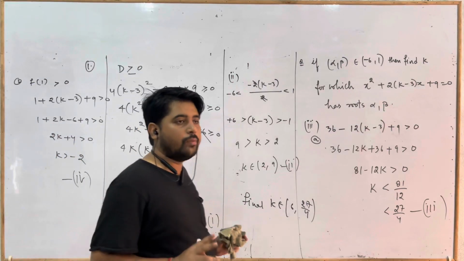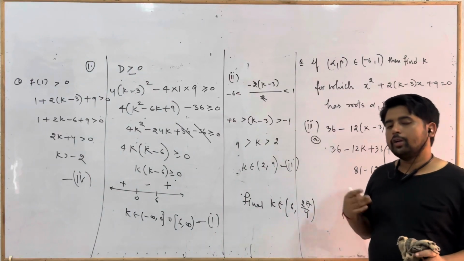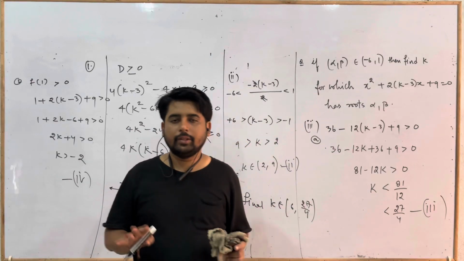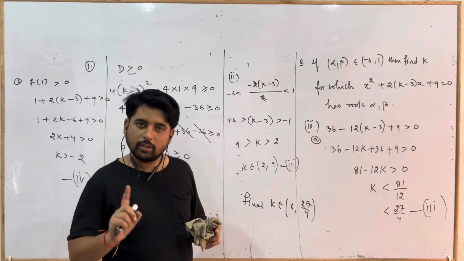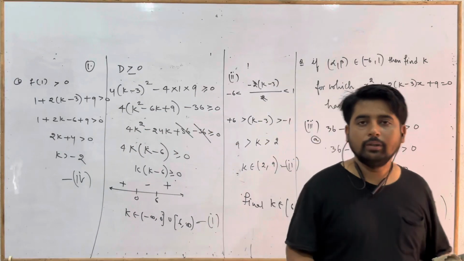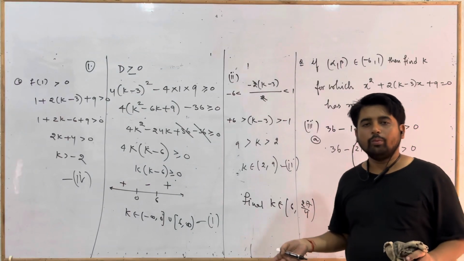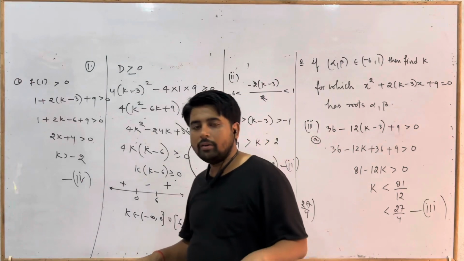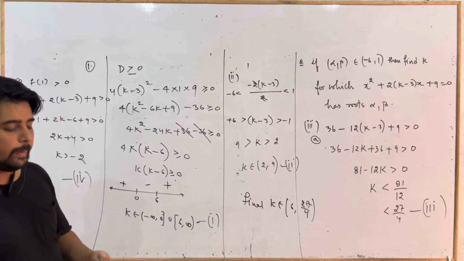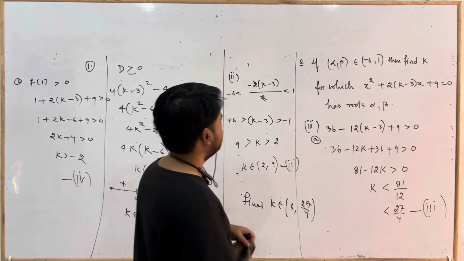In this location of roots topic, first of all, whatever the question is, according to the question, first draw the graph. And after drawing the graph, think about the 3 things: D, the position of minus b by 2a with respect to k, and the value of f(k1), f(k2), whatever numbers are mentioned here, whether you are getting a positive value or negative value. So this is case number 4. Okay. Now I am moving to the next case, case number 5.